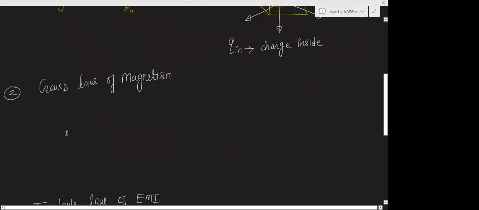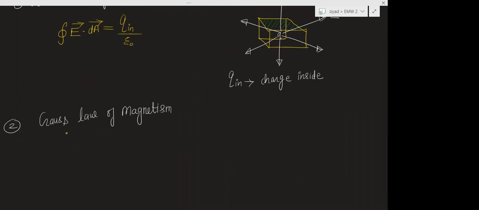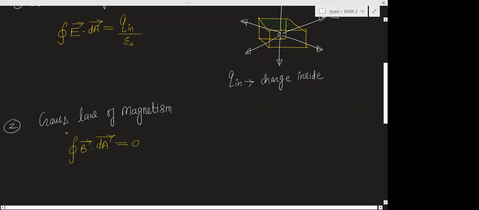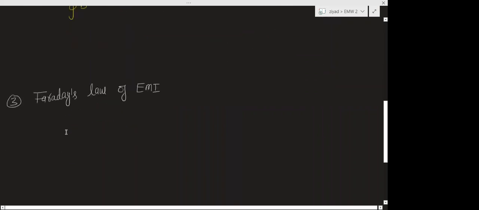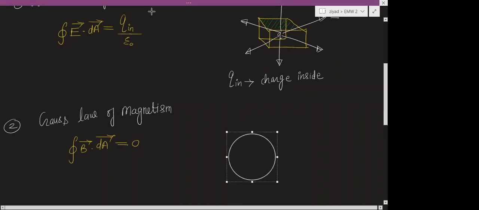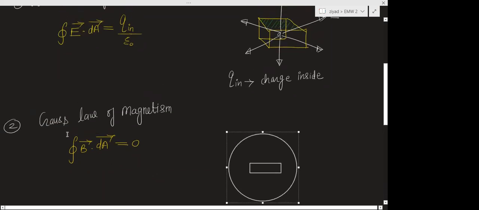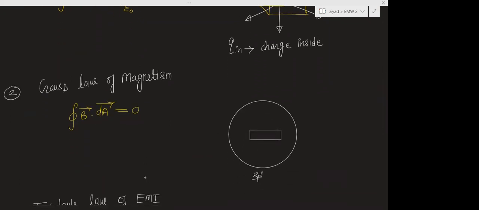Second is the Gauss law in magnetism. Gauss law in magnetism says that the magnetic flux through a closed surface is equal to 0, that is, B dot dA is equal to 0. Why is this 0? Suppose this is a sphere, and in this sphere suppose there is a magnet like this.